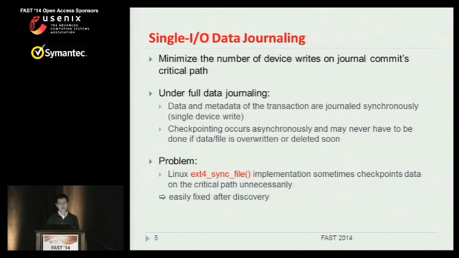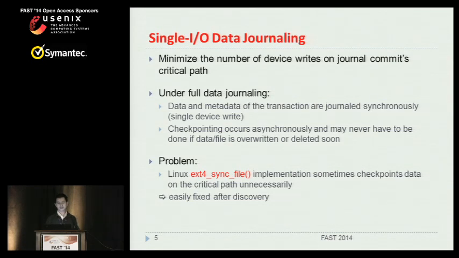But in practice, when we actually enable full data journaling, you may observe that there's still more than one device write on the journal commit's critical path. And one problem we notice is that the fsync implementation of the ext4 file system sometimes checkpoints dirty data on the critical path of the commit unnecessarily.